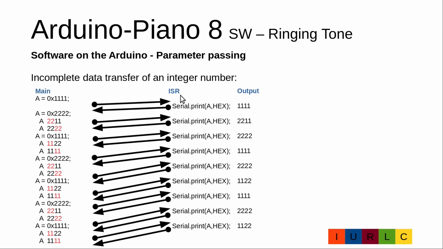What is now the output of the interrupt service routine? At this position the variable a is 1111, and the output will be 1111. At this position the high byte is 22 and the low byte is 11, so the interrupt service routine will output 2211. At this position we still have the value 2222 in the variable a, and the output will be 2222. At this position we still have 1111, and the output will be 1111. At this position we have 2222 and the output will be 2222. At this position the variable a is 1122 and the output will be 1122, and so on.